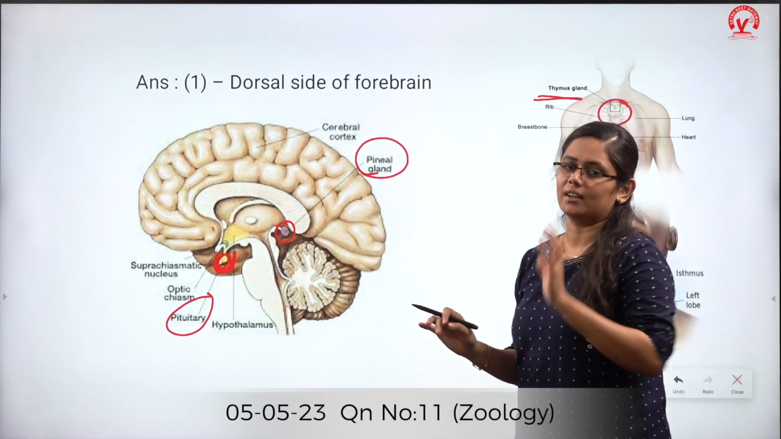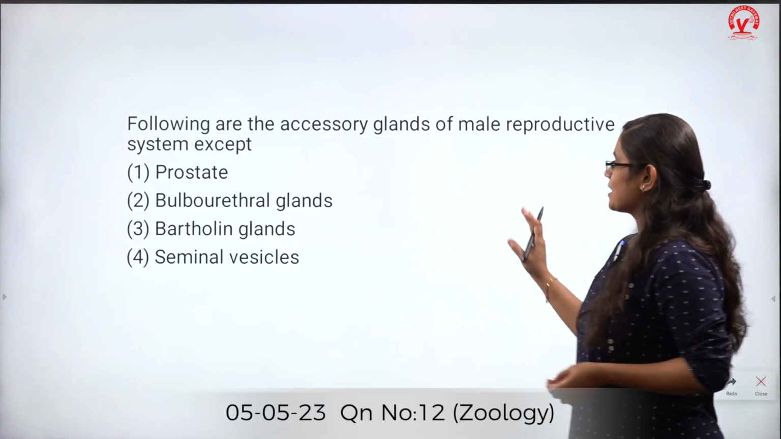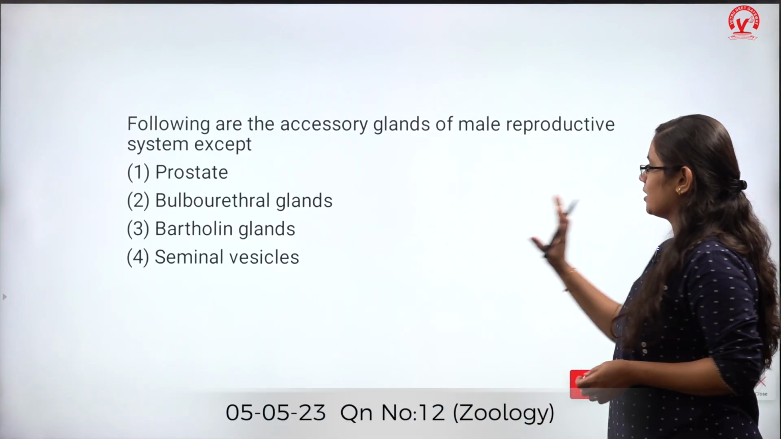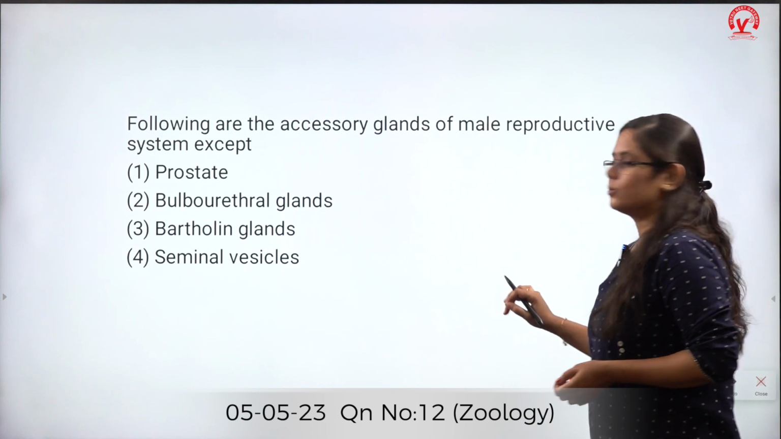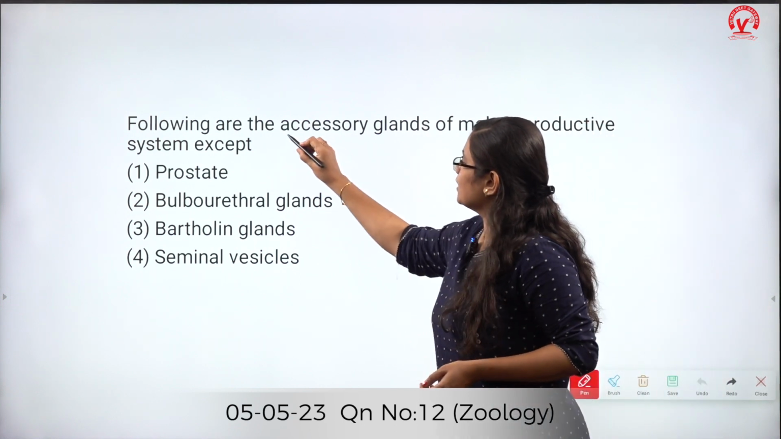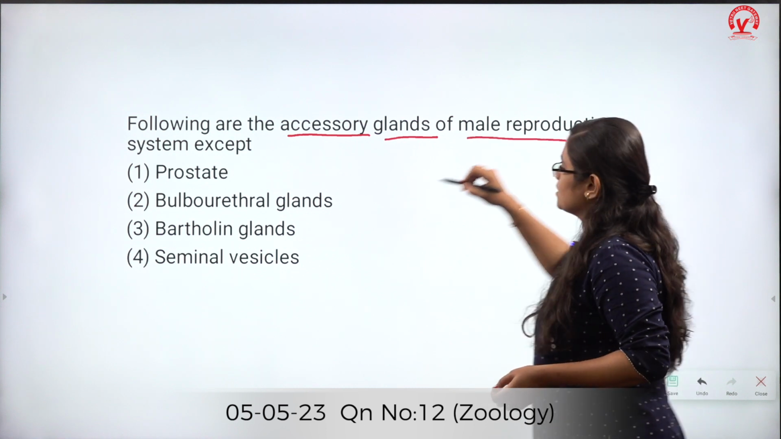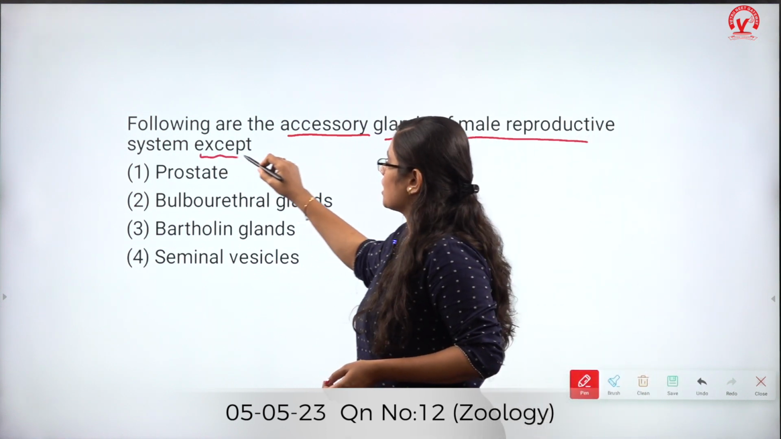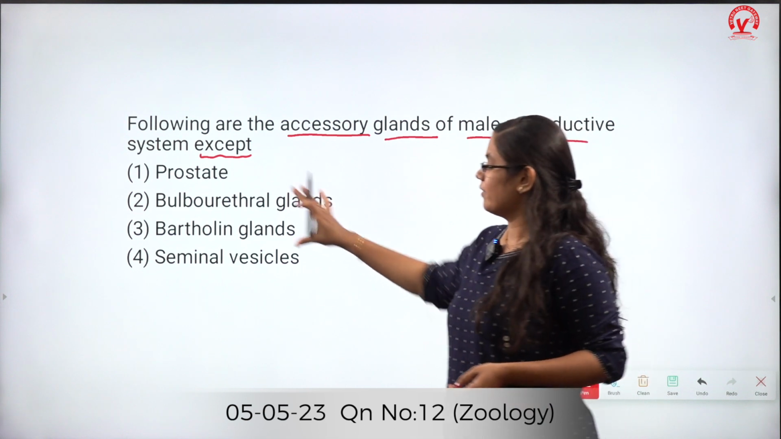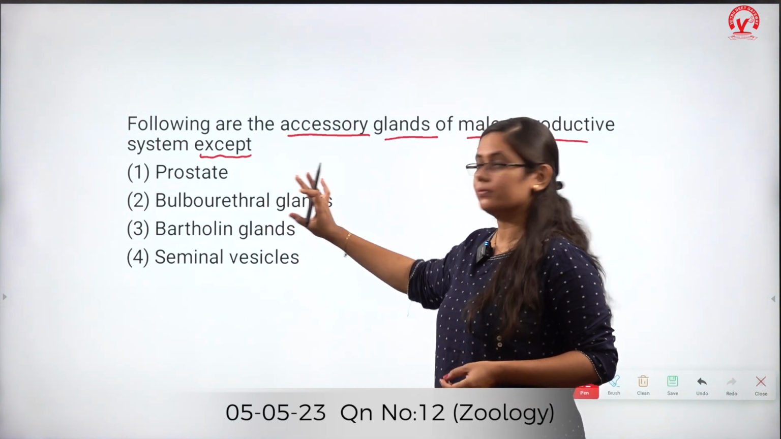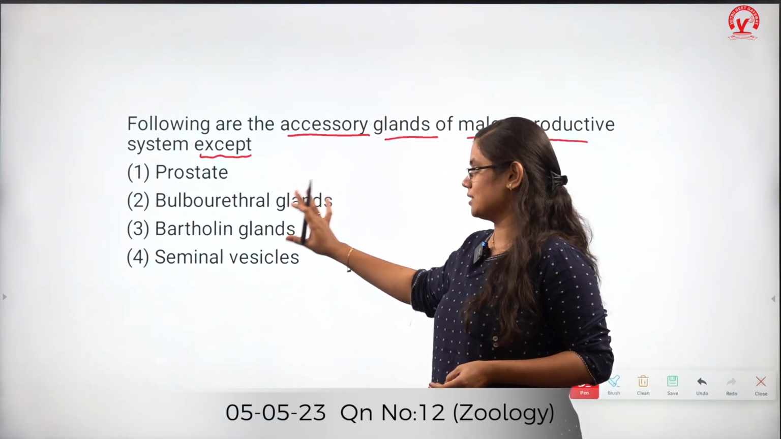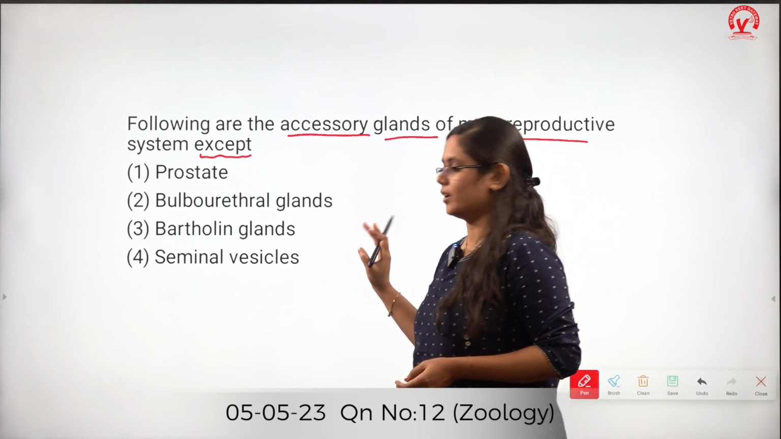Following are the accessory glands of male reproductive system except. So, I will read the question again. Following are the accessory glands of male reproductive system except. So, they are asking the exception. So, they have given the accessory glands and which one among these is not an accessory gland of male reproductive system.